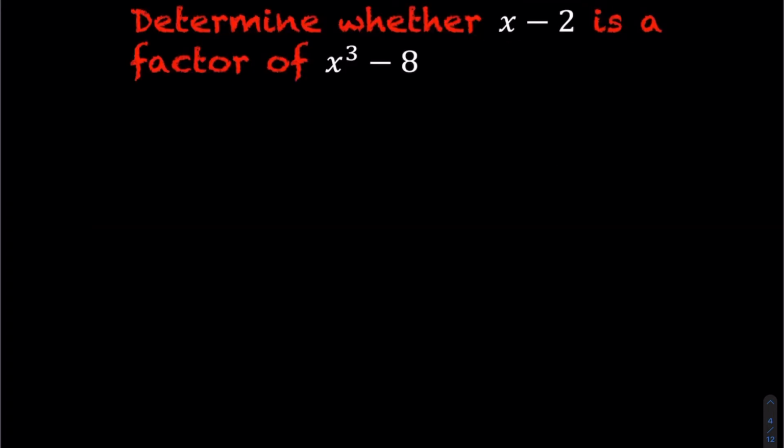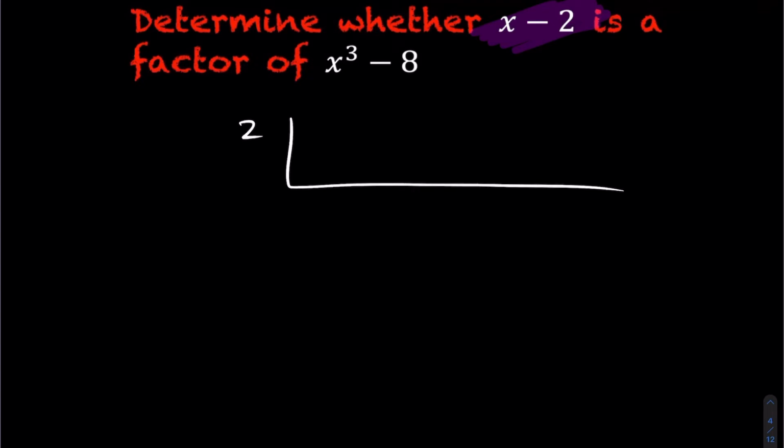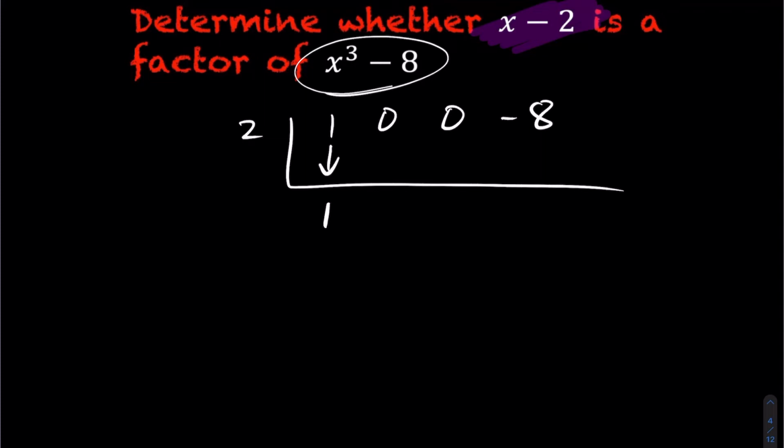Using synthetic division here, we want to determine whether x minus 2 is a factor of x cubed minus 8. So once again, we find the root of our divisor, which is 2, and we write down the coefficients of our polynomial. In this case, it'll be 1. Notice here there's not an x squared term or an x term, so I have to put zeros in those locations. Again, you drop down the number in the first column. Multiplying, we get 2. Adding, we get 2. Multiplying, we get 4. Adding, we get 4. And lastly, we get 8. Again, giving us a remainder equal to 0.